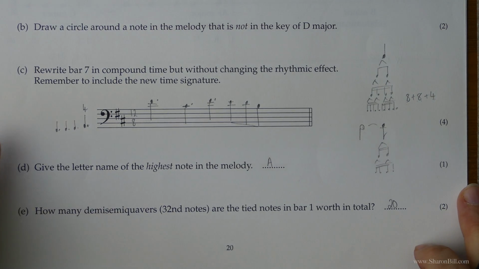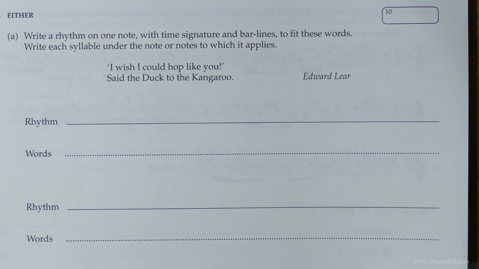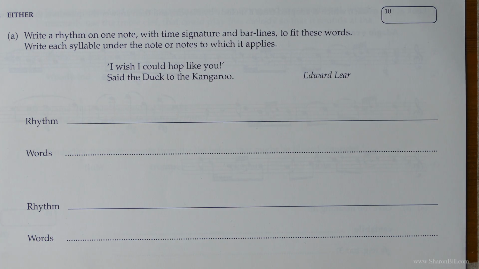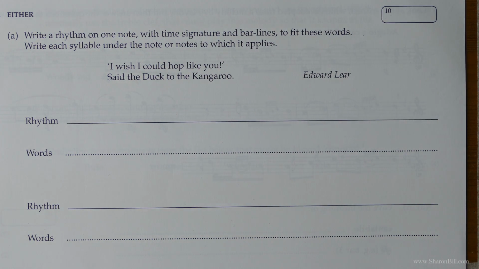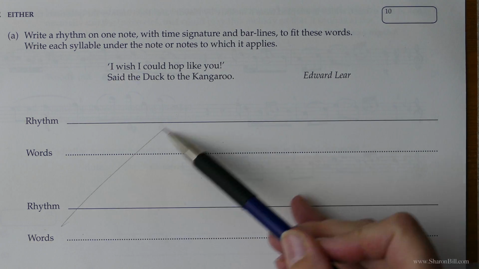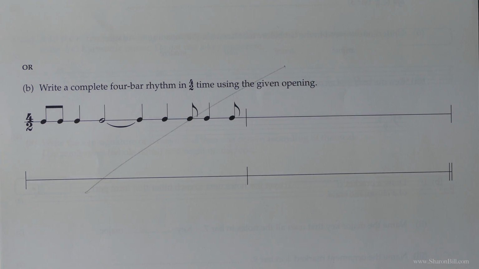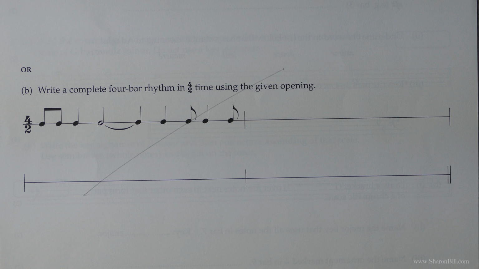If we just peep over the page to page 21, we'll see this again is where we're no longer following this paper format now. From 2018 onwards, we're no longer required to write a rhythm to words, nor are we required to complete a 4-bar rhythm, so we can just skip that and move on to question 3. We'll look at the next question in the next video.